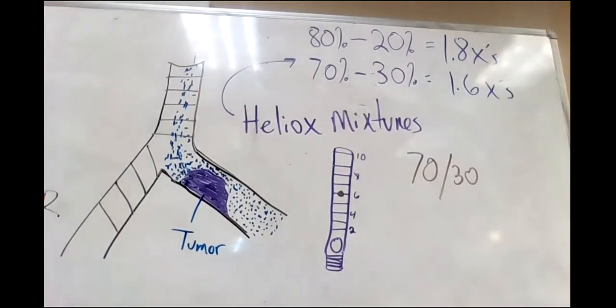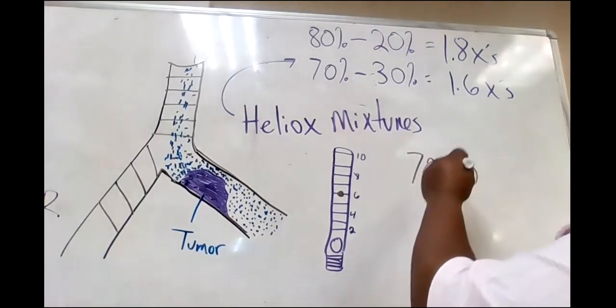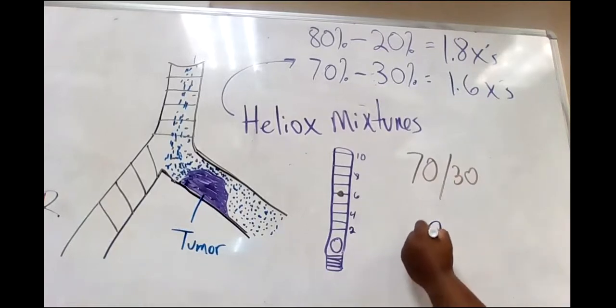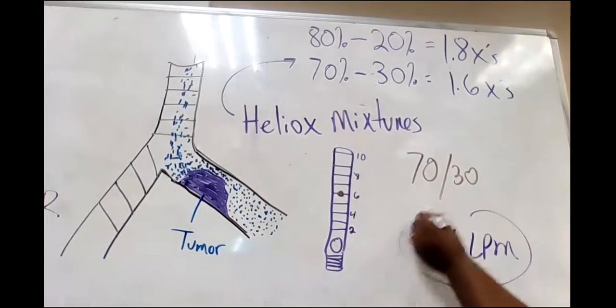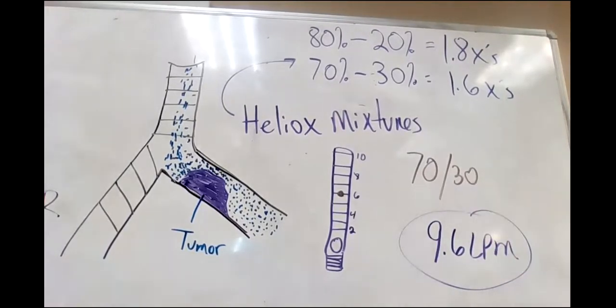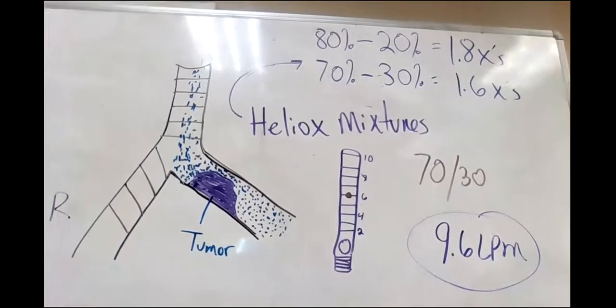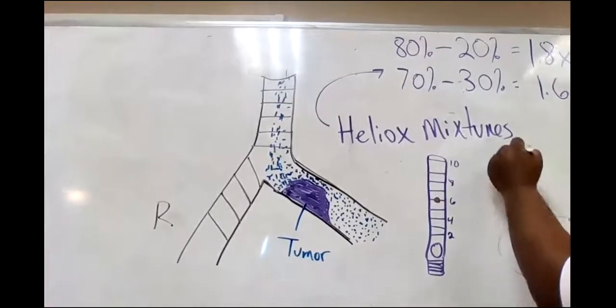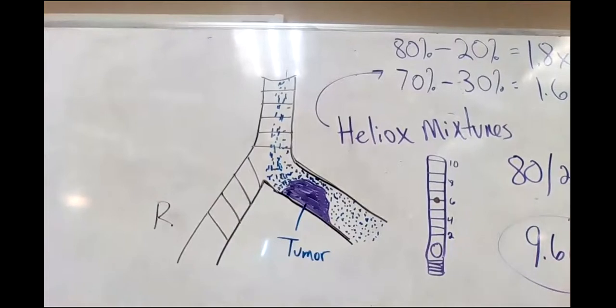So let me get my calculator. 6 liters times 1.6, instead of 6 liters, they're actually getting 9.6 liters per minute. Okay, because it's a 70-30. What if it was an 80-20 mixture? What if it was an 80-20? Then, and I said they're on 6 liters. Well, I take that 6 times 1.8, and that's 10.8 liters. So they will be getting approximately 10.8 liters per minute.